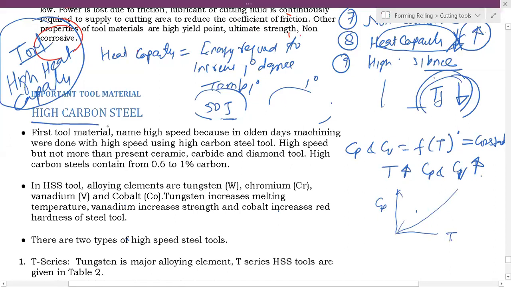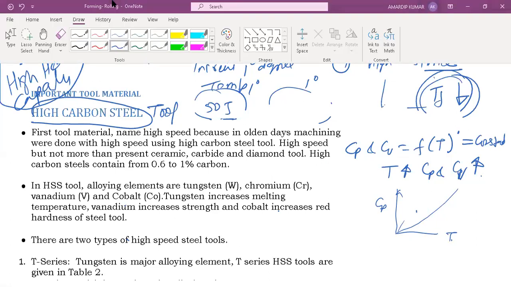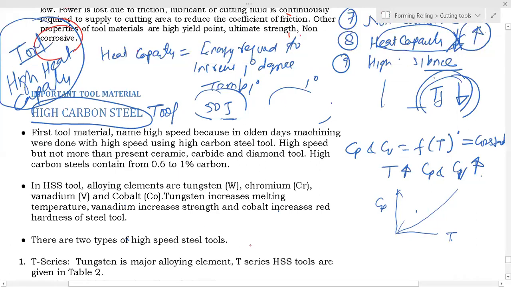So we'll discuss now the high carbon steel tool. We'll move ahead. What is a high carbon steel tool? We also call it a high speed tool. HSS, high speed steel tool. It means high speed steel tool.